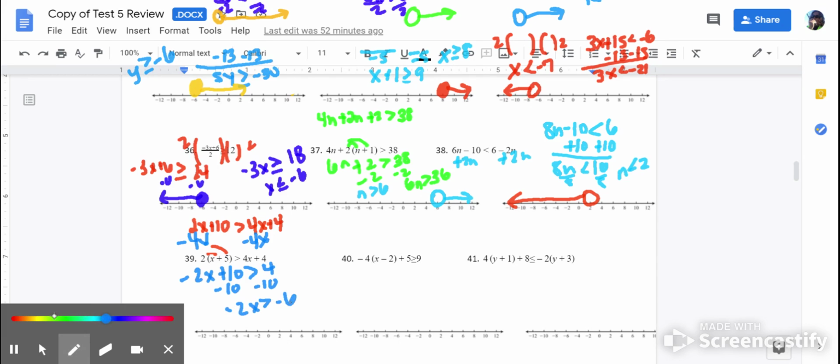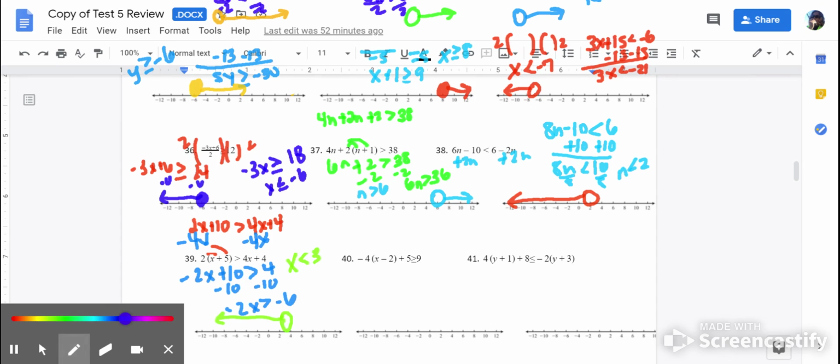Remember, I'll be dividing by a negative 2 here. And when I divide by a negative, I must flip my sign, so instead of greater than, it becomes less than. So x is less than 3. It's not equal to, so it's an open dot, and numbers that are less than go to the left.